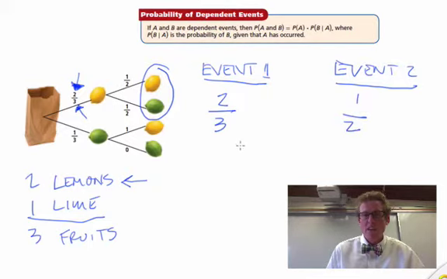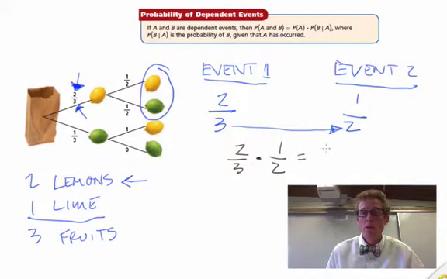When I'm working with dependent events, since the first event affects the second event, notice how the denominator is now 1 fruit less because I pulled 1 out of the bag. Okay, so from here all I have to do is the math, and I'll do 2 divided by 3 times 1/2. And the likelihood of pulling out 2 lemons is 2 over 6, which can be reduced down to 1/3 and equals, what is that, 33%?